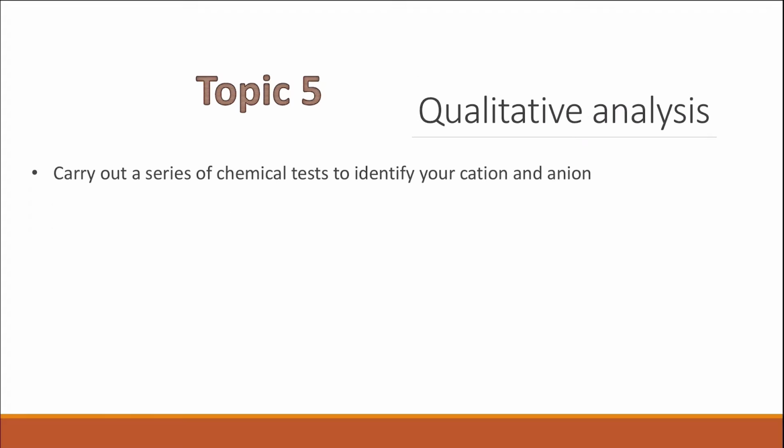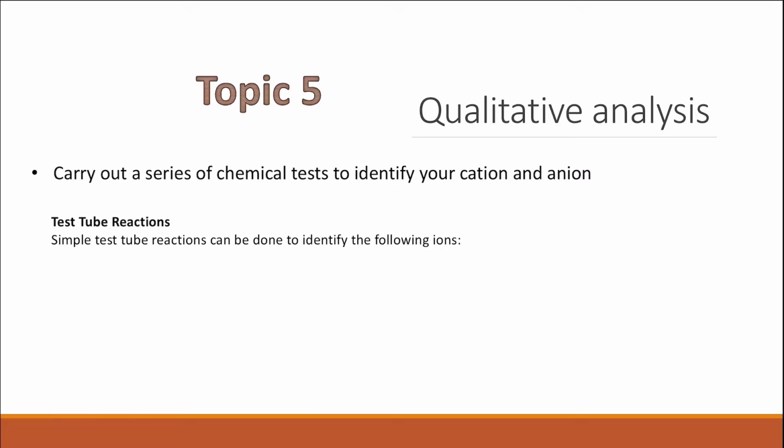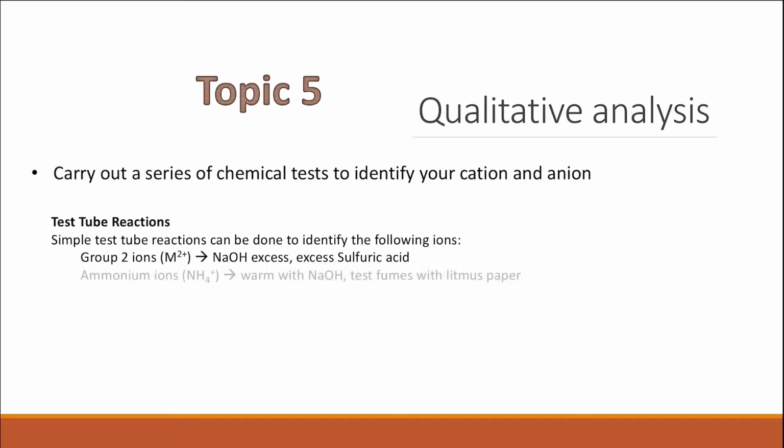Qualitative analysis, it's not too common in paper 3. However, it's worth going over the different reactions or the chemical tests to identify cations and anions. So the test tube reactions that you need to go over are the group 2 metal tests, which are the use of sodium hydroxide and the sulfuric acid. This is for the magnesium and for barium. The ammonium ion, of course, when you warm with sodium hydroxide and then test the fumes with litmus paper.